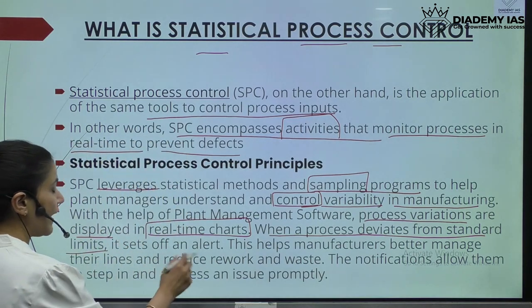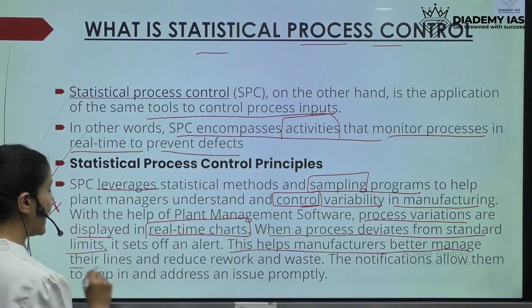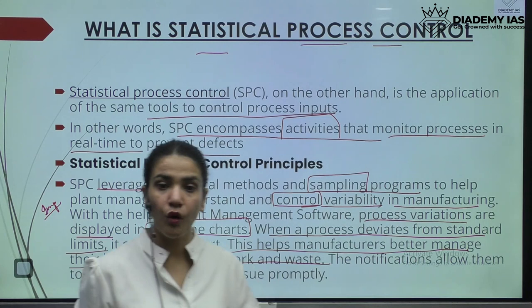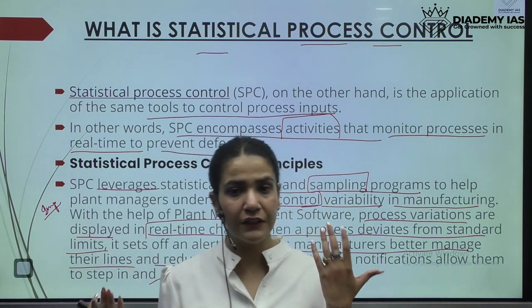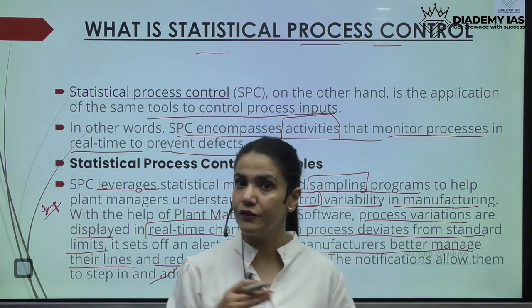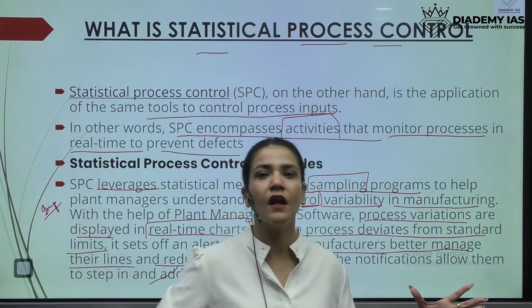So it sets off an alert. This helps manufacturers better manage their lines and reduce rework and waste. So if the defects are not identified at the right point and right time, the entire production team has to go back to square one and start the process again.